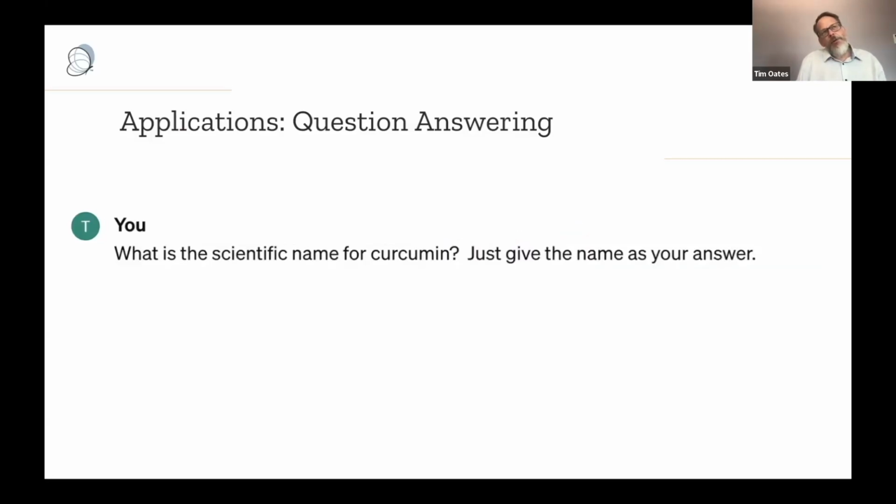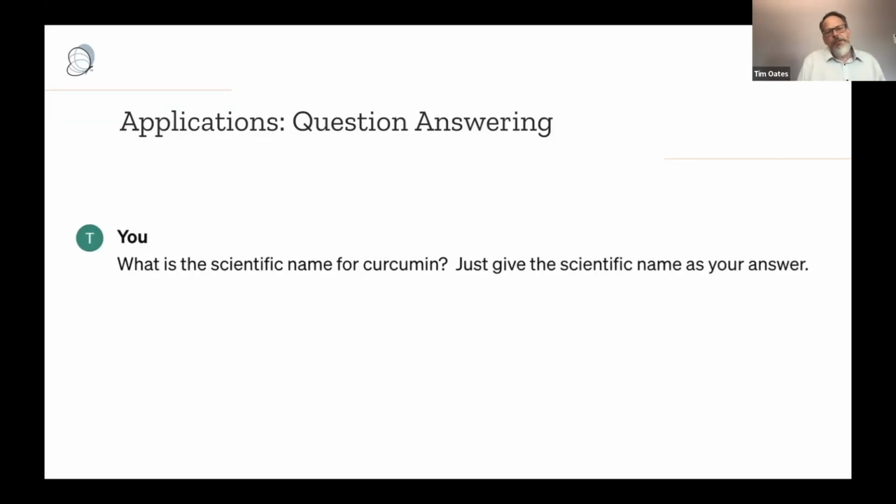Then I go, all right, well, really, I just want the scientific name. Don't give me the commentary. So I say, what is the scientific name for curcumin? And then I can say, just give the name as your answer, right? Don't give me all the commentary, just give me the name. And then it goes, curcumin. So there it is being done, right? I said, what is the scientific name for curcumin? And it goes, oh, well, the name that you gave me is curcumin, and these kinds of things are maddening.